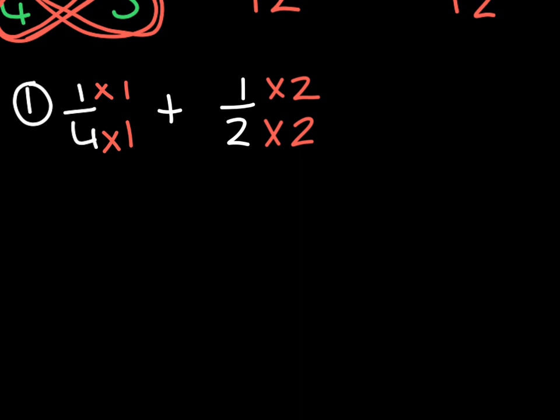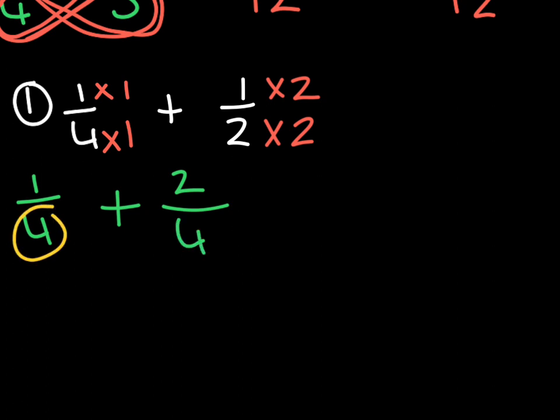So now we carry on. 1 times 1 gives us 1. 1 times 4 gives us 4. Plus 2 times 1 is 2. 2 times 2 is 4. Now we have that our denominators are the same, so we can add the numerators. When we add two fractions, the denominator always stays the same. We add the numerators, and we get 3 over 4. And that is our final answer for question 1.